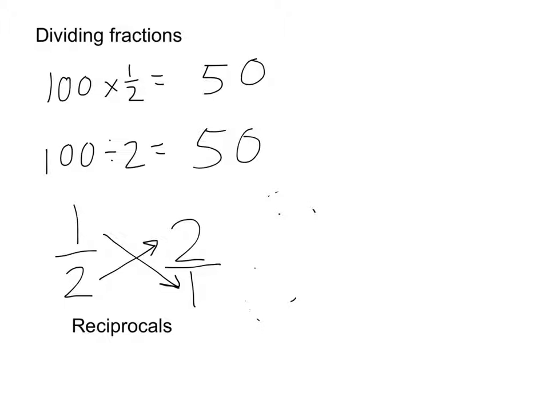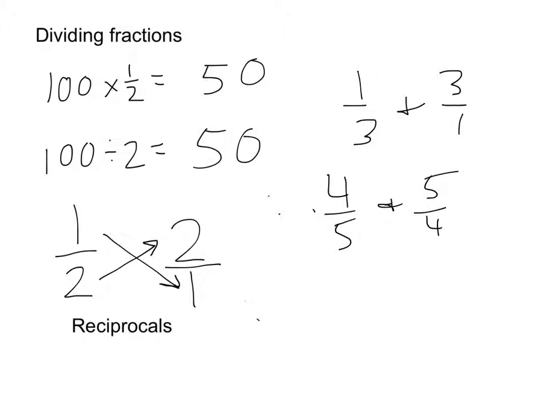So some more examples of reciprocals would be 1/3 and 3, 4/5 and 5/4. If we take something like 1 1/3, we would turn it into an improper fraction, so 4/3 and 3/4. These are all reciprocals of each other.